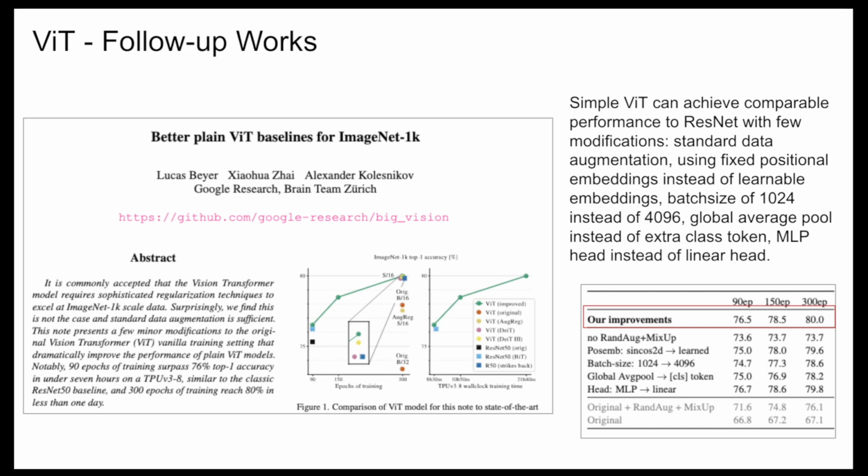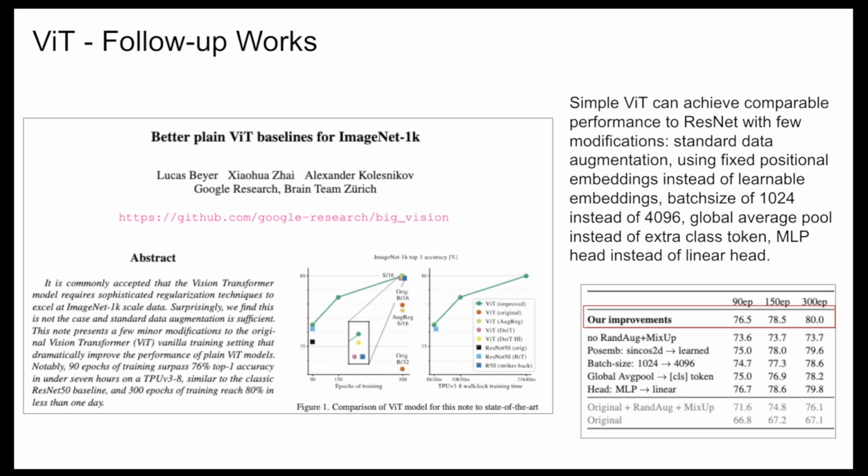This note presents a few minor modifications to the original vision transformer vanilla training setting that dramatically improve the performance of plain ViT models. Notably, 90 epochs of training surpass 76% top 1 accuracy in under 7 hours on a TPU v3-8, similar to the classic ResNet baseline, and 300 epochs of training reach 80% accuracy in less than 1 day.